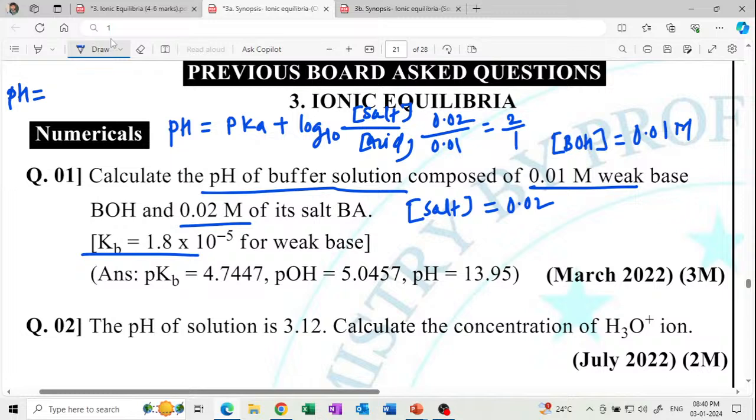So this is the Kb value. First we have to calculate the pOH. So you calculate pOH here as pKb plus log of salt divided by base. Salt divided by base. Now this is the pOH that is given to you.